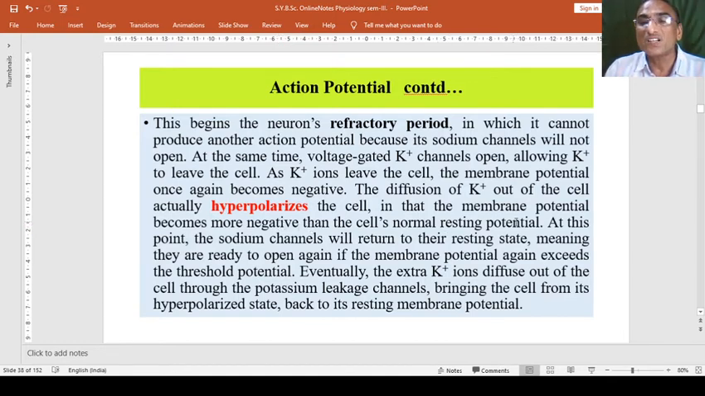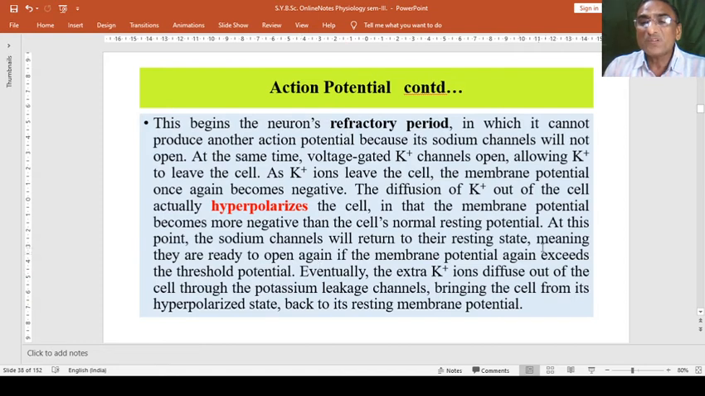Then the cell's normal resting potential: hyperpolarization is responsible for dropping down the resting potential. At this point, the sodium channels return to their resting state. Once the sodium entry and potassium movement are completed, the sodium channels return and open again, meaning they are ready to open again for further action potential if the stimulus is received collectively or simultaneously.